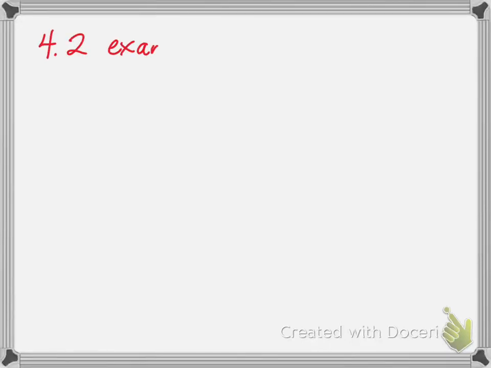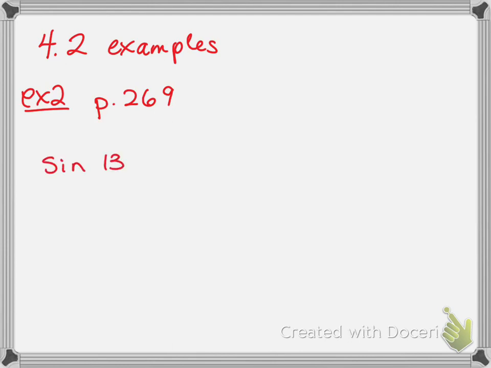Okay, let's go over some examples for 4.2. When you read the directions for number 39, it says something about using the period to evaluate. So I'm going to look at example 2 on page 269. It says using the period to evaluate sine and cosine. It wants us to find the sine of 13 pi over 6.